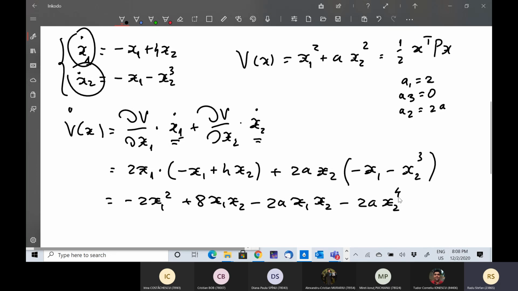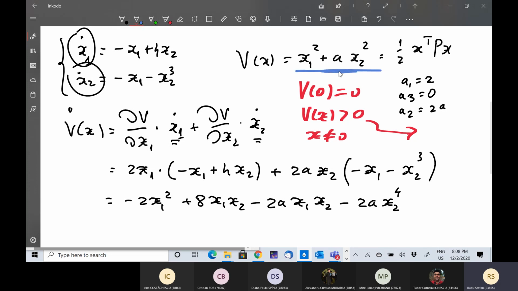Okay, so there are several conditions we have to check. Is V continuously differentiable? Obviously, yes, it's a quadratic form. Is V of 0 equal to 0? Yes, definitely that's the case. Is V of x positive for x non-zero? What does this condition imply? What do you think? I mean, to have a correct Lyapunov function candidate. What does this imply if I look at this expression now?